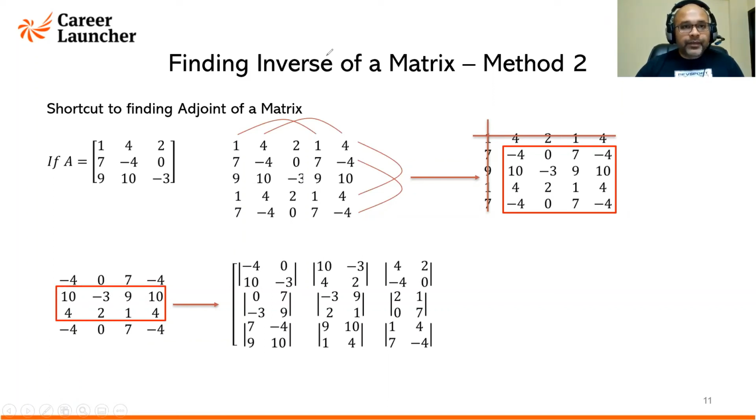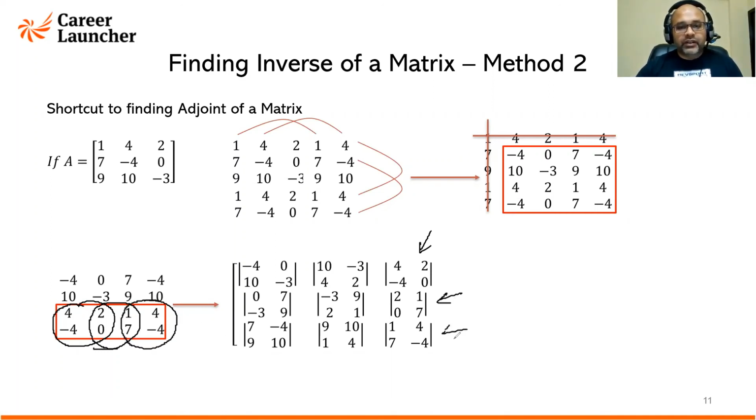And finally, the same once again. Leave out the first 2 rows. Look at the 3rd and 4th rows. Again, you will get 3 determinants. This is over here. Then 2, 10, 7 is over here. 14, 7, minus 4 is over here. So this is how you create this matrix.